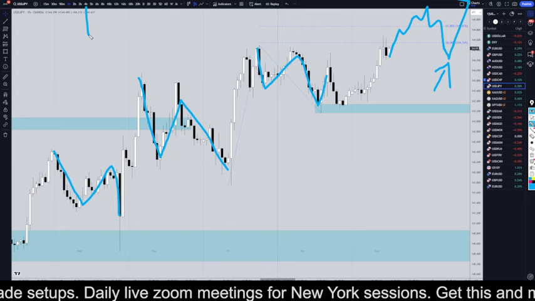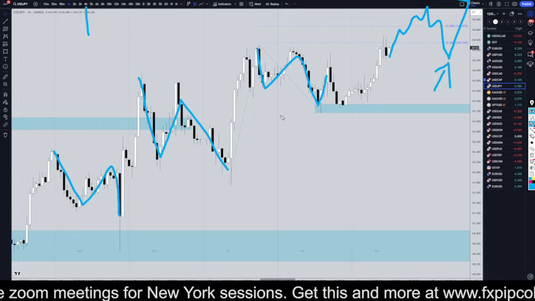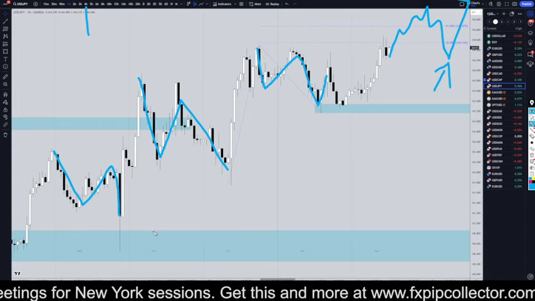As long as the 4 hour time frame continues to make those higher highs, higher lows, I will be doing nothing on these shorter time frames but looking for longs in an uptrend.